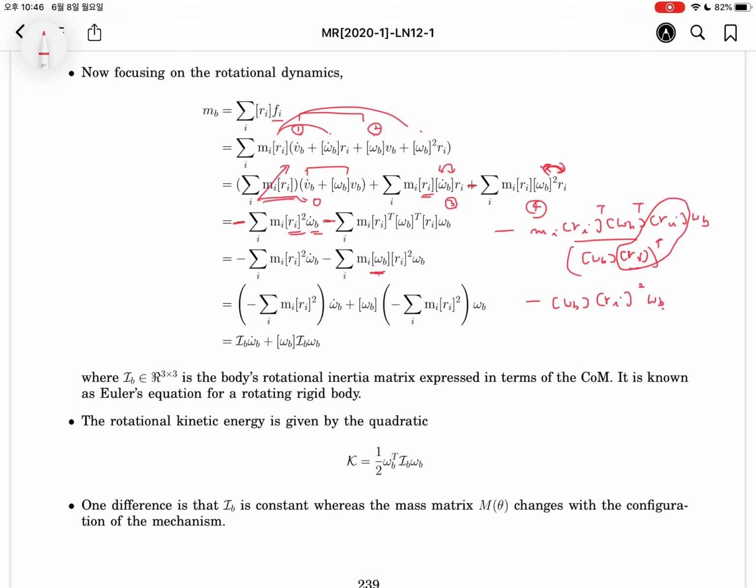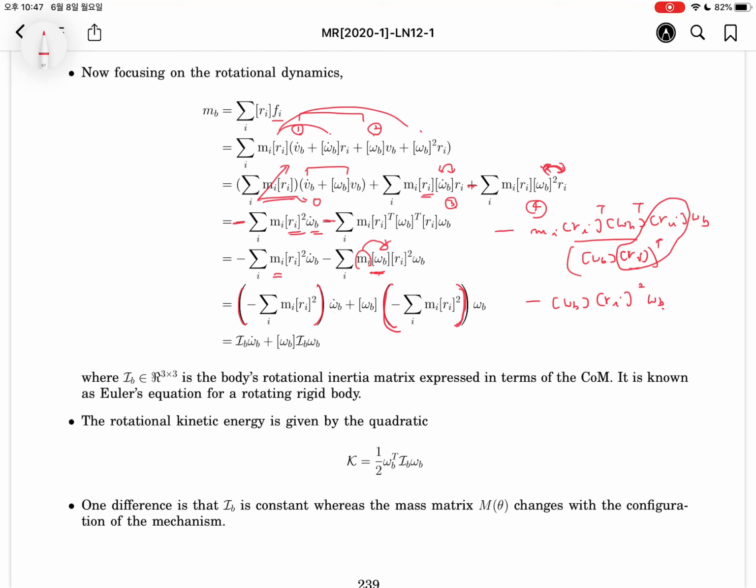Okay, the m is a scalar, so this part can be replaced, can be inserted here because it is scalar. So let's collect minus summation mi Ri square. Okay, from here, like this.